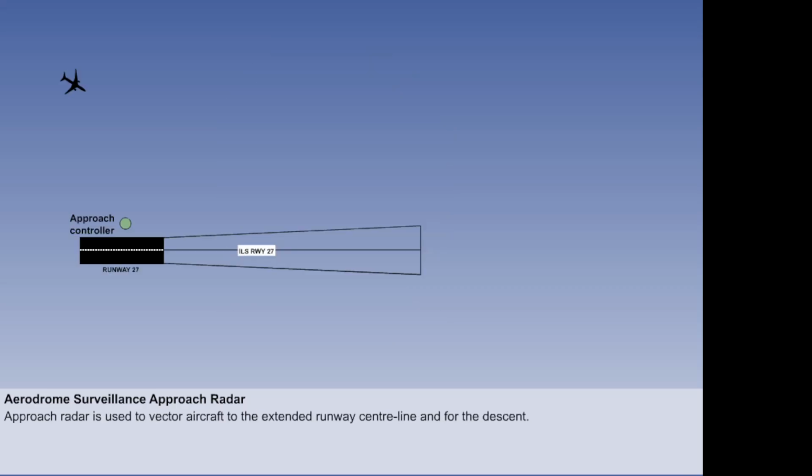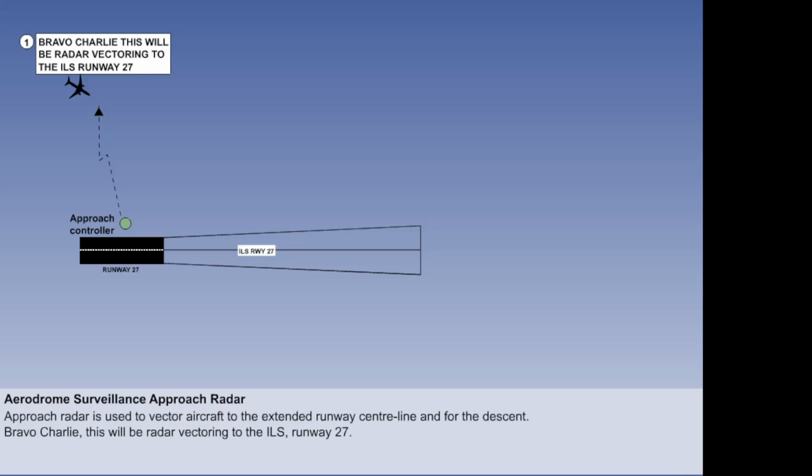Apart from providing positional information to the air traffic controllers, aerodrome surveillance approach radar is used to provide both vectors to the extended runway centerline and radar-controlled approaches. Here's an example of an aircraft receiving vectors to the ILS, but we have omitted the pilot's replies except for one instance.